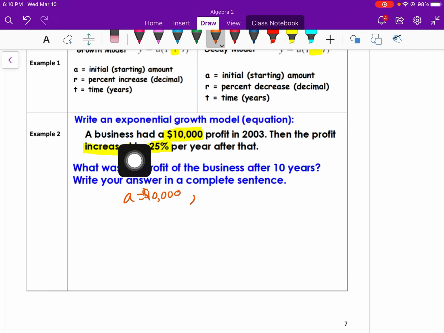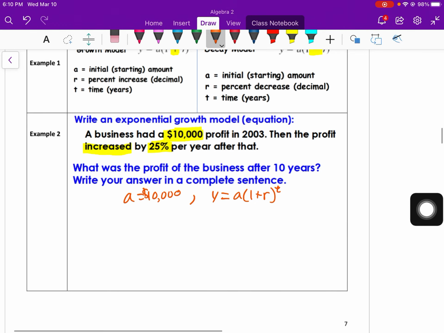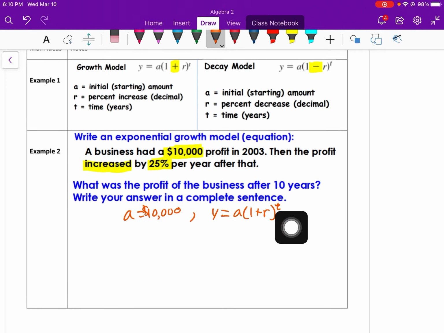And then also, the next thing I noticed is that it increased. So my standard equation was, when we were adding, here we had addition where it's a growth model. And it was by 25%. So my rate is 25%, which we can convert into a decimal. 25% is of this form here in decimal form. And then we can plug that in to write an exponential growth model.